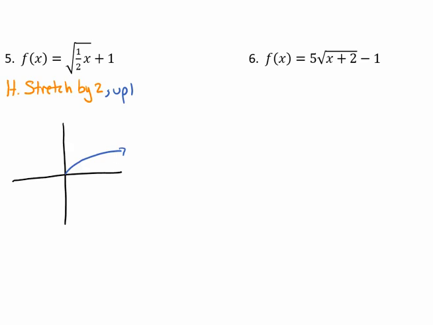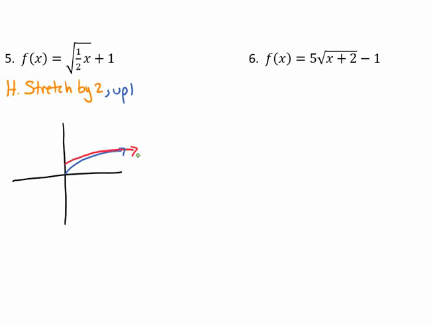So here's our parent function. So we're going to horizontally stretch this by 2, so we're going to move away from our y-axis, and we're going to start up higher. So notice that we started up a little bit higher, not on the origin, and then we moved away, so we're a little bit flatter, because we moved away from our y-axis.